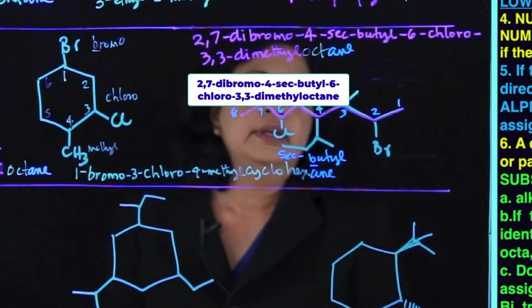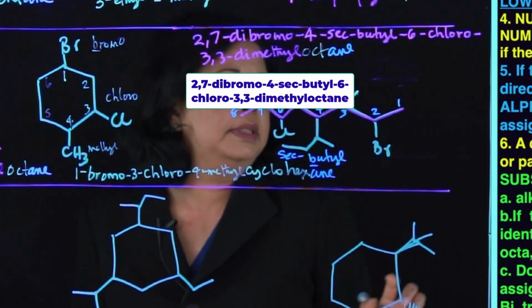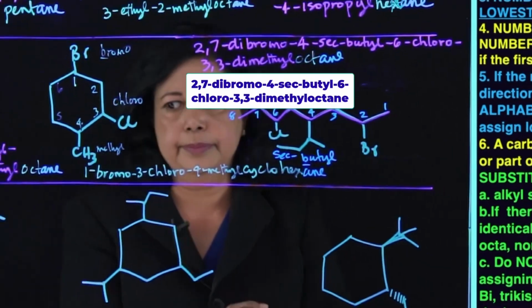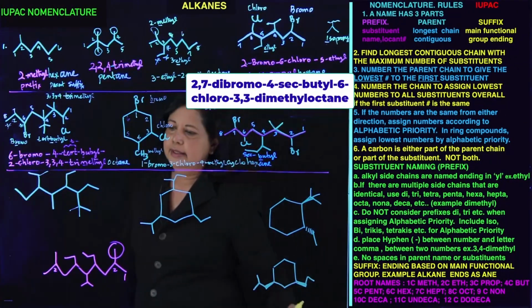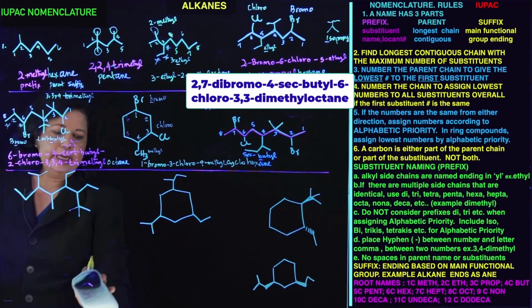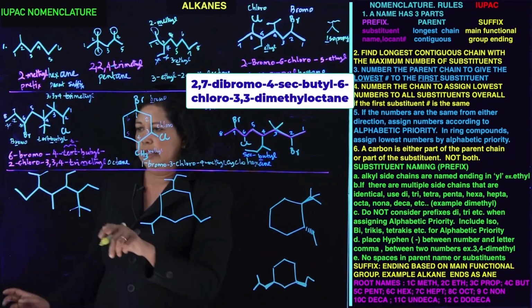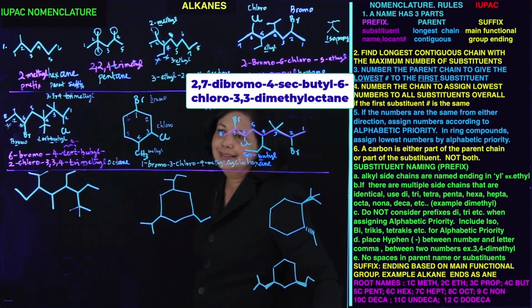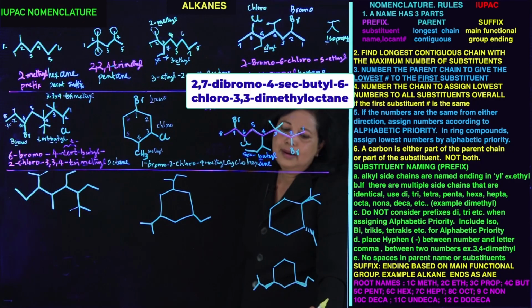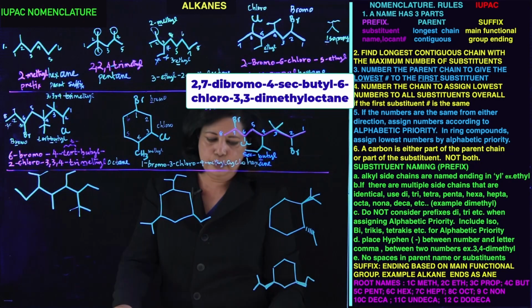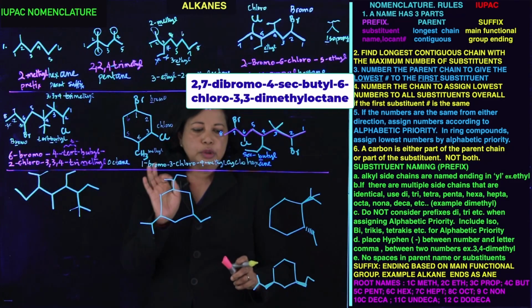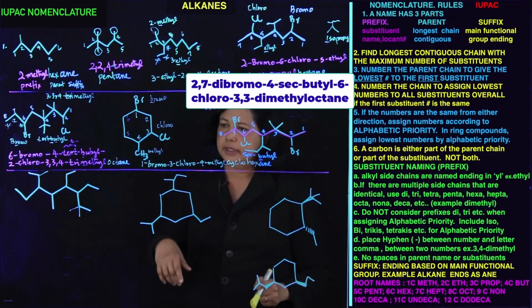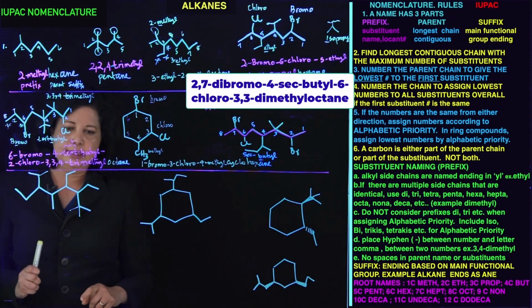There you go. So lowest possible numbers to the other groups if the first group is the same. So let's look at this over here. We're going to look at this long chain here. So we have a long chain with an isobutyl and a tert-butyl. Am I right? Look at it and tell me what's the longest chain. Where are you going to start and where will you end to get the most number of branching? Maximum branching. Pause the video and number it and then start it again.